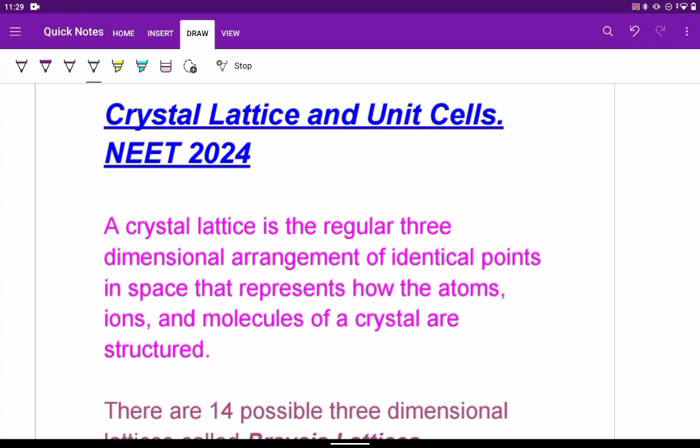Today I'll be dealing with the topic crystal lattice and unit cells. This will be like a revision for your NEET examination 2024. Now, first of all, let us see what is a crystal lattice.